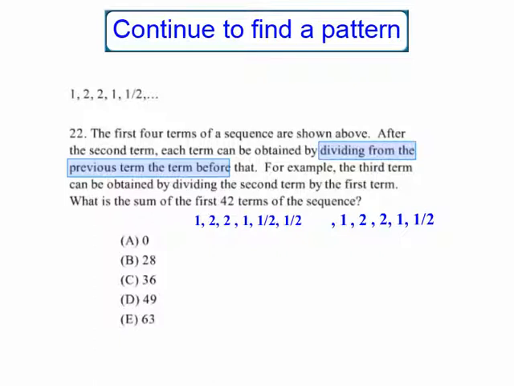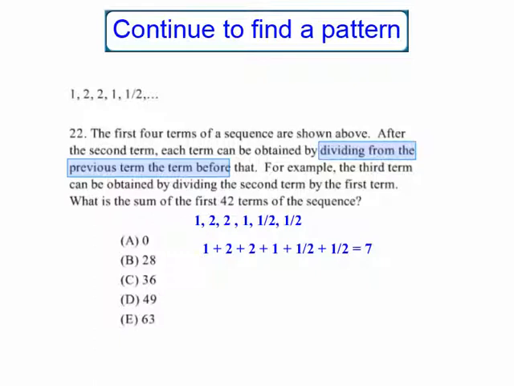Then we have 2 divided by 2 is 1. So we can see we've established our pattern. Our pattern is 1, 2, 2, 1, 1/2, and 1/2. Then the pattern starts repeating. Okay, we want the sum of the first 42 terms of the sequence. So let's see what this sequence adds up to. 1 plus 2 plus 2 plus 1 plus 1/2 plus 1/2 equals 7.